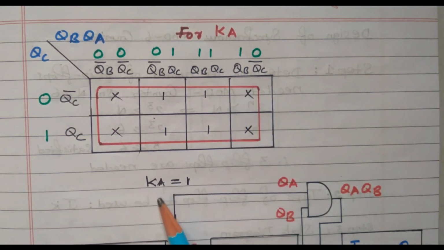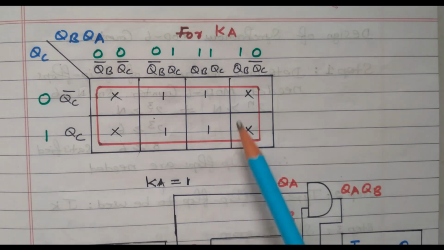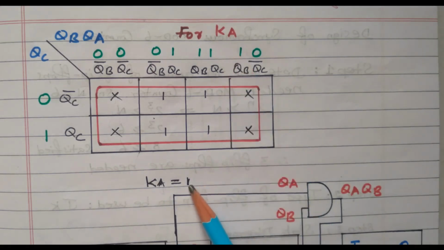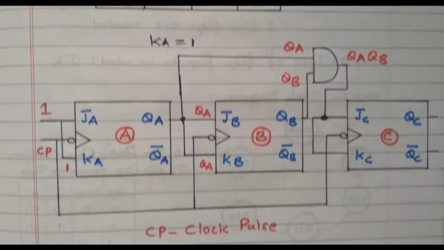Now we got the values of JC, KC, JB, KB, JA and KA. JC and KC is nothing but QB, QA. JB and KB is nothing but QA. JA and KA is 1. So based on that, we need to design the 3-bit up counter.